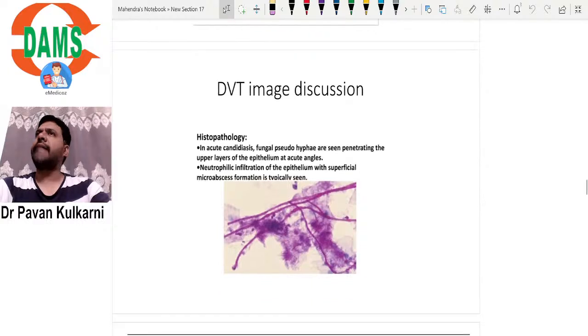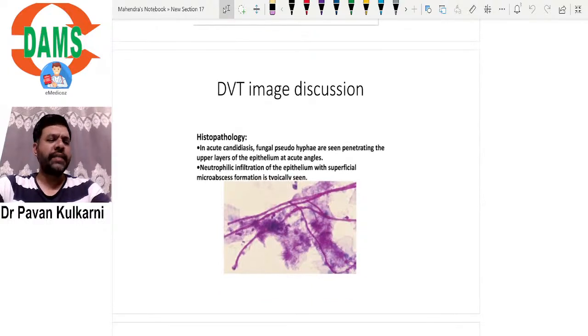Even in the DVT, the DAMS Visual Treat, there is an MCQ where it will be discussed that in acute candidiasis, fungal pseudohyphae are seen penetrating the upper layers of the epithelium at acute angles. That means in acute candidiasis, the hyphae will penetrate the epithelium, and those hyphae are characteristically stained with a special stain, that is PAS stain, periodic acid Schiff stain. So the correct answer here is candidiasis, and the stain is PAS stain.